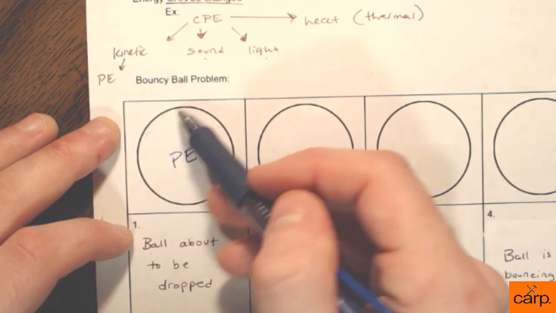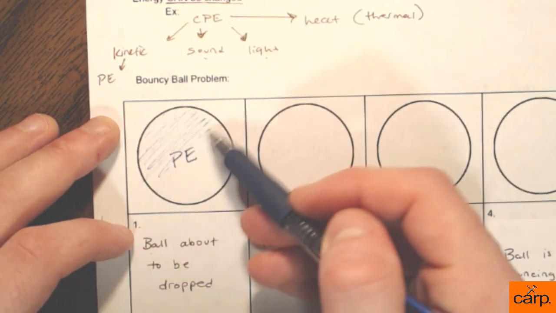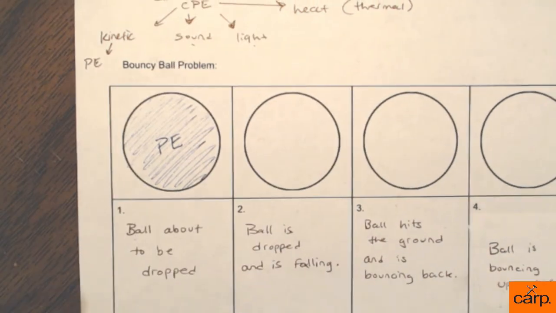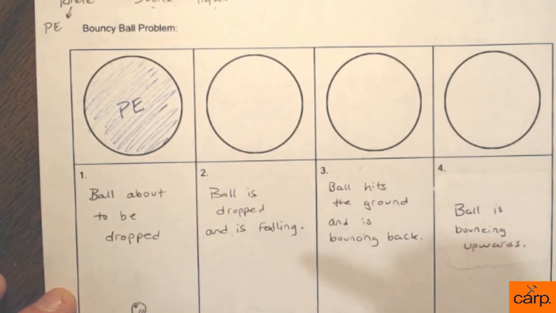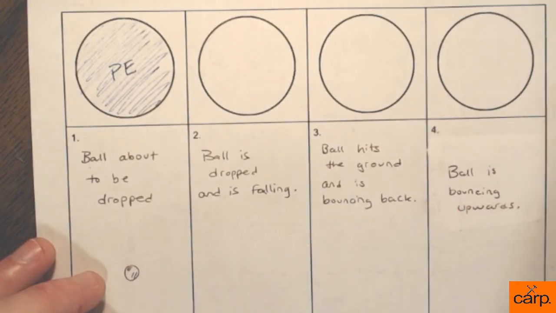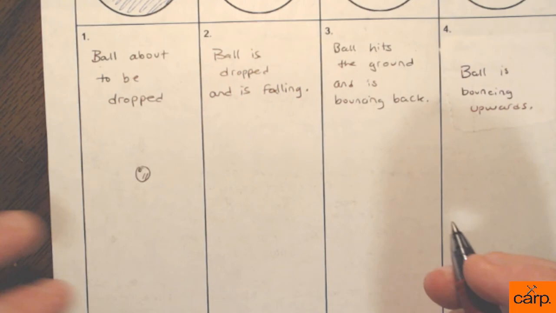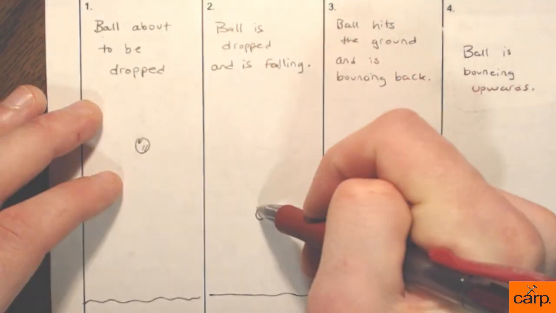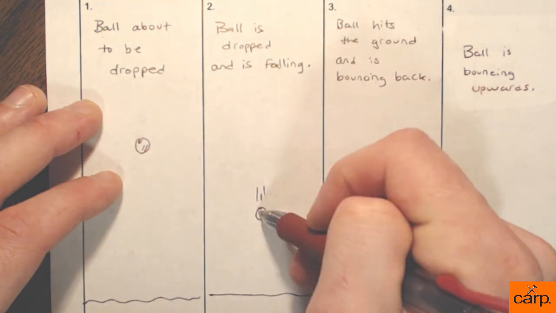Let me just quickly shade this in. Okay, so 100% of that is potential. All right, scenario 2. Now our ball is actually falling. So let's take a look at that now. We have our ball about here. Get some lines showing it's falling.